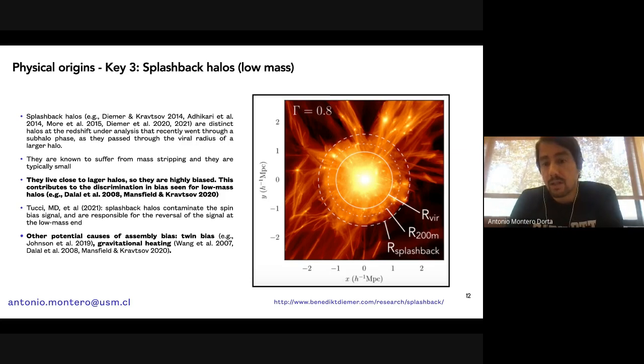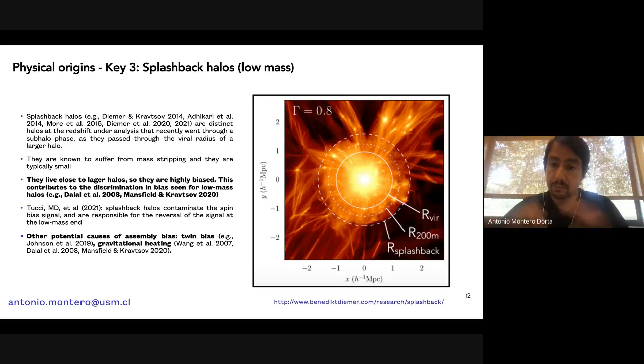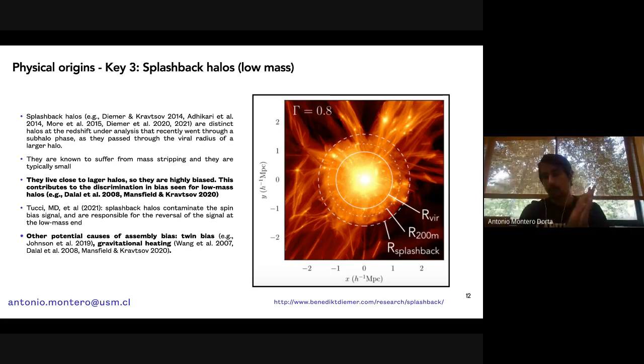So that implies that you're going to have a higher bias, because the bias is determined by the bigger halos that live in highly biased environments, but these are smaller halos that were subhalos recently. So that can produce that discrimination in terms of bias at fixed mass at the low mass end. Okay. There are other mechanisms that have been proposed, like twin bias and gravitational heating, but these are the main two that I would highlight.